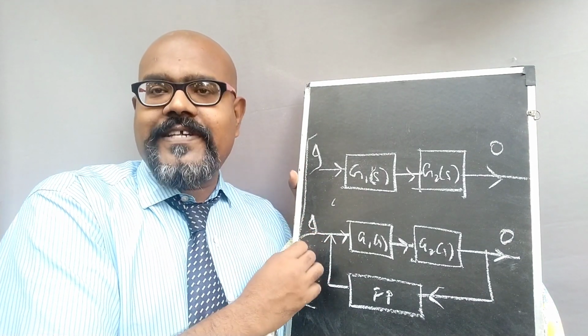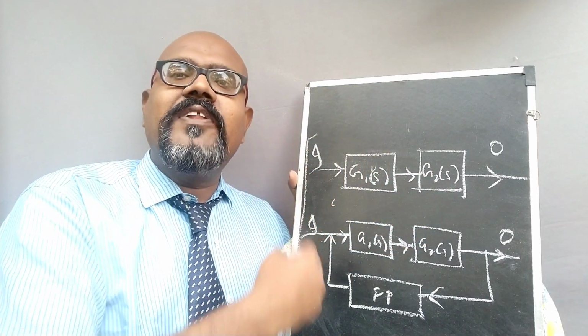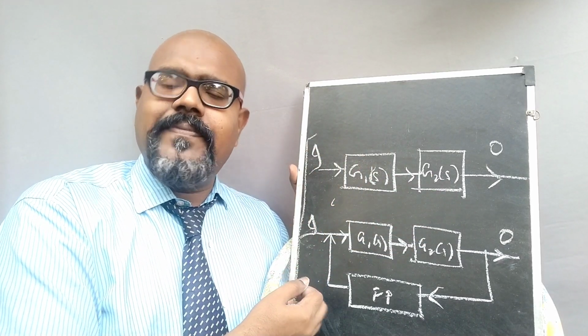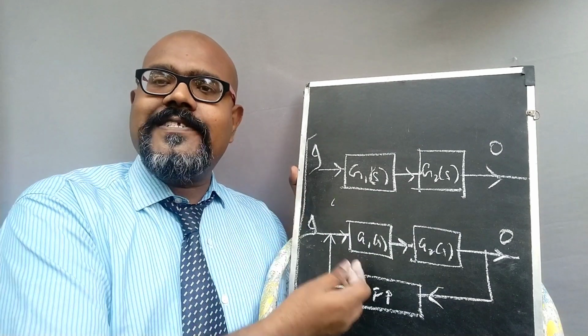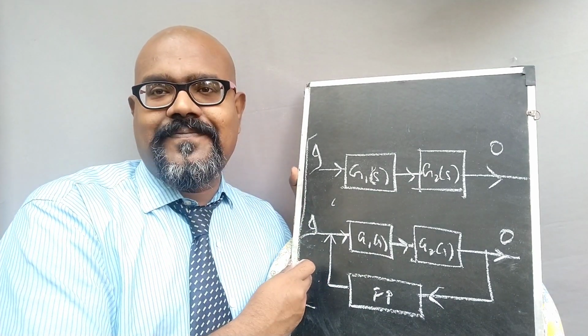So that's all about today's class. Hope you understand the difference between the closed loop system and the open loop system. In the next class, we are going to see the next topic of the controlled system. Thank you.